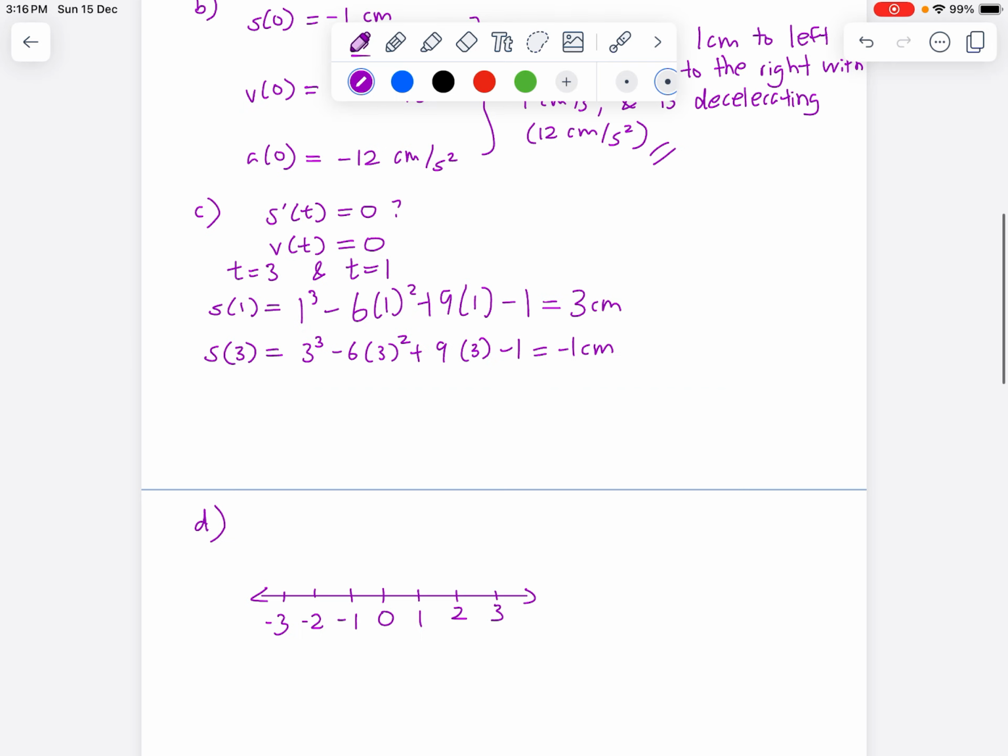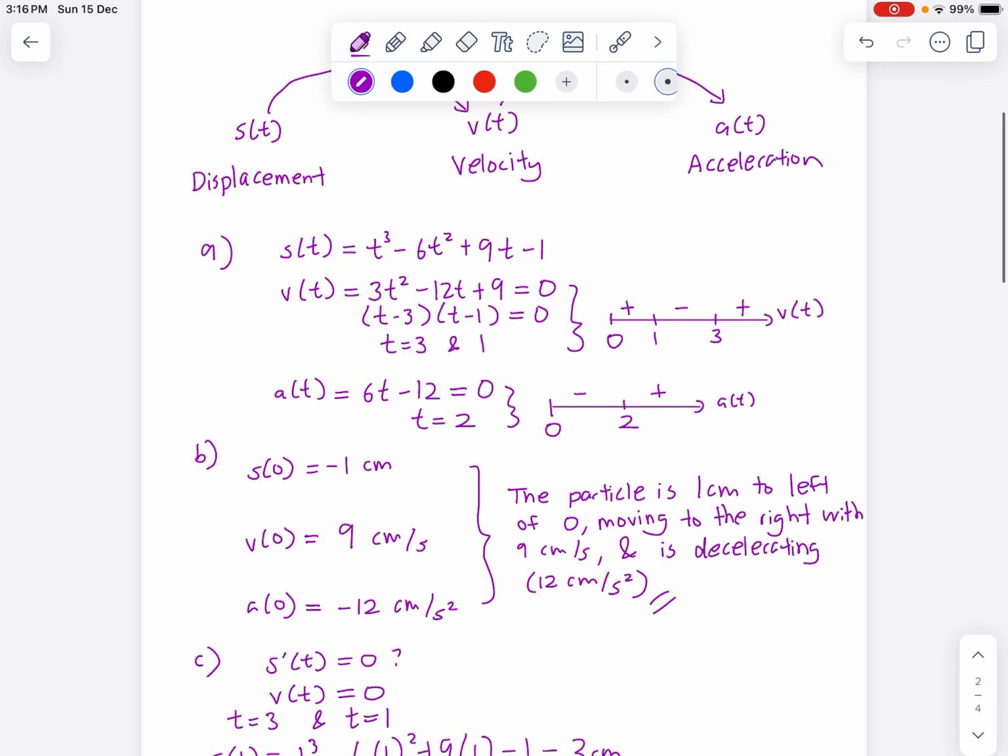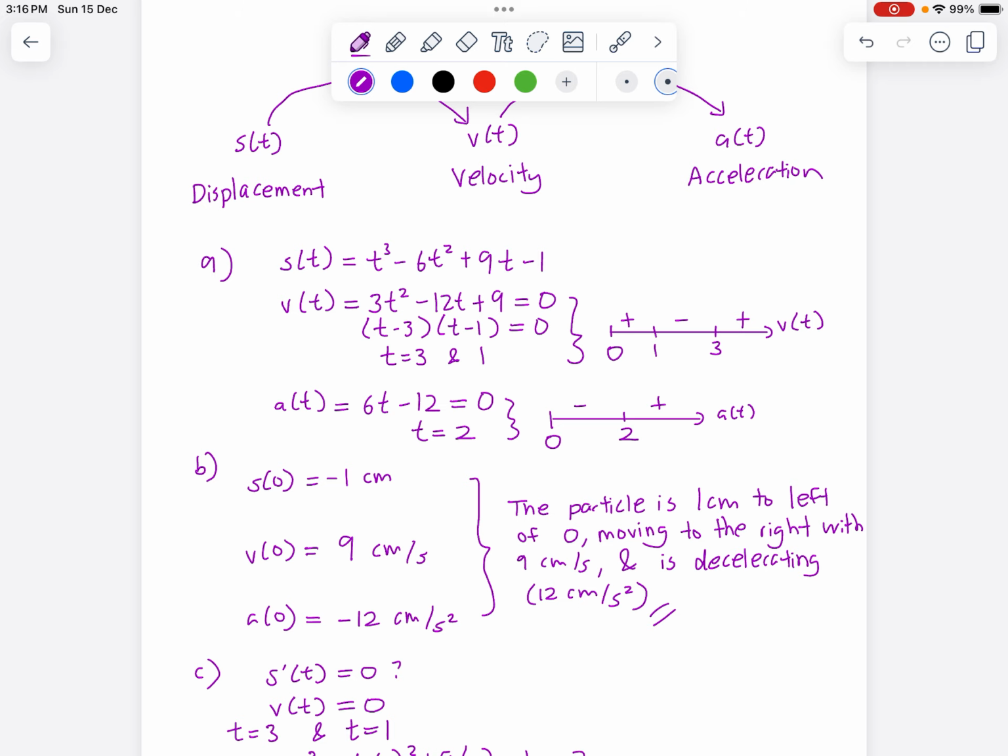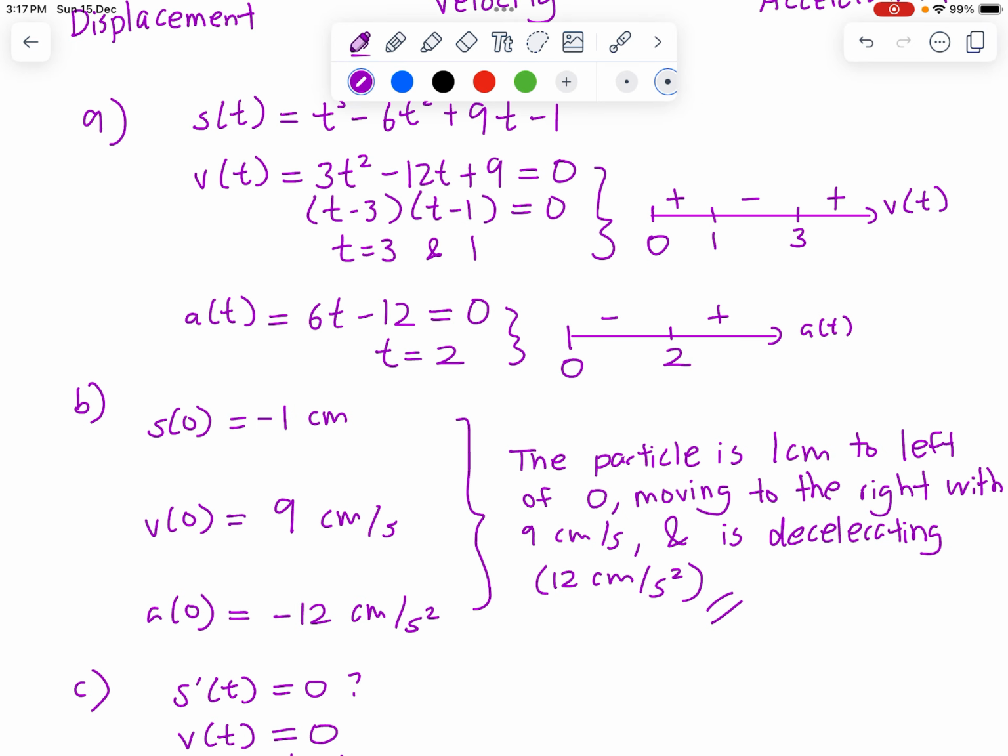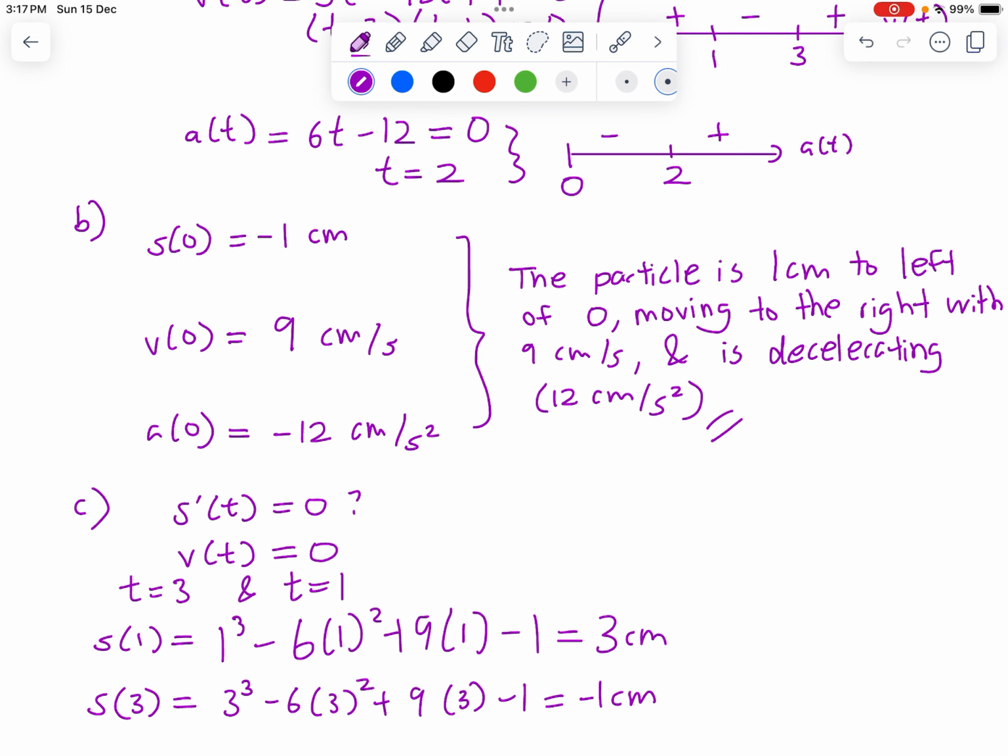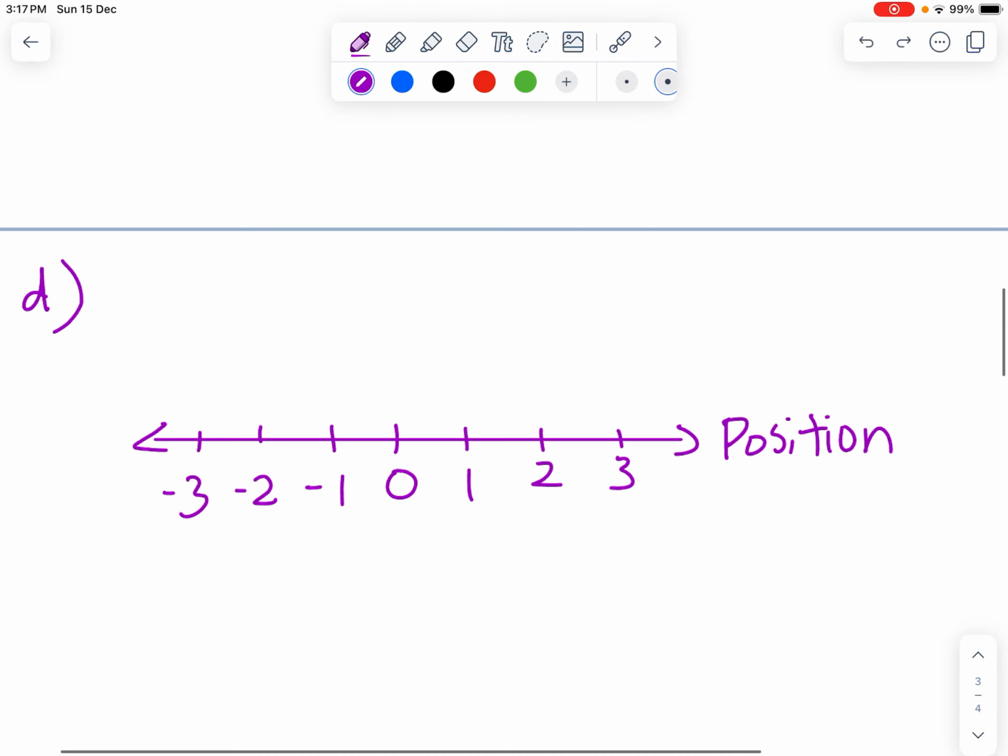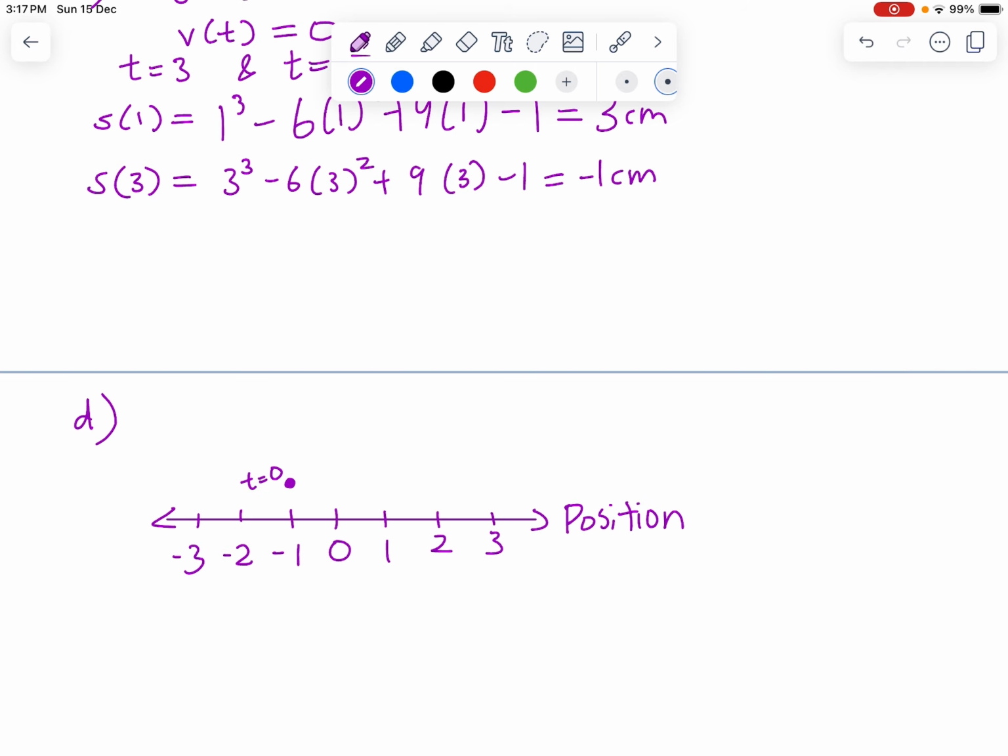So first we want to find out when it starts. When's the starting point? The starting point is basically the initial condition, right? And we know the initial condition is when t equals 0. And again, it has to do with position. So when t equals 0, the position is at negative 1 cm. So where does it start? Negative 1 cm, which is right here. And we can label that t equals 0.